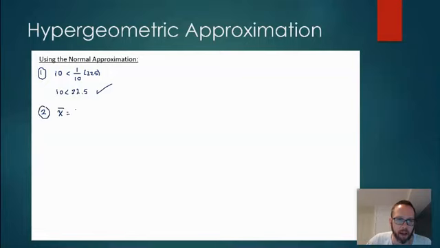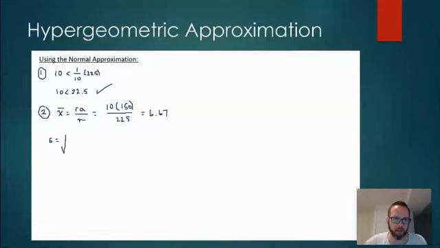Second step, if we want to turn this into a normal distribution problem, we have to find our mean and standard deviation. So the mean is RA over N. R is 10, successes was 150, N was 225. 1,500 divided by 225 is 6.67, let's say.